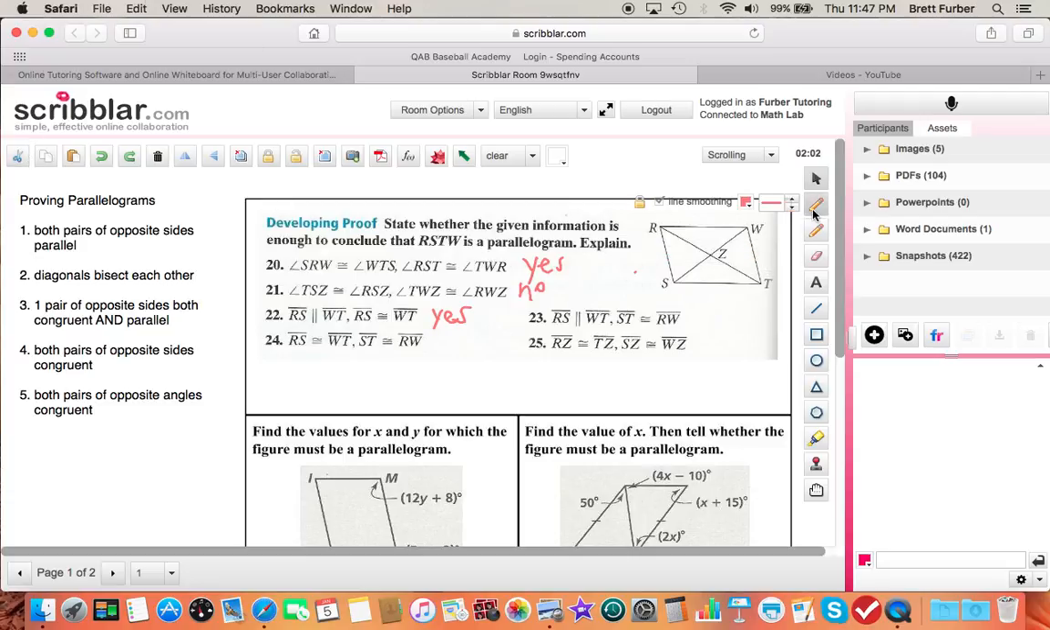Okay, let's do number 23. RS is parallel to WT. Draw the parallel markings. And ST is congruent to RW. So I have a pair of parallel lines and I have a pair of congruent sides, but it doesn't say that it's the same pair. So it's not number 3, because it has to be the same pair that are both congruent and parallel. By themselves, this is not enough information to prove that this is a parallelogram. So the answer would be no for that one.